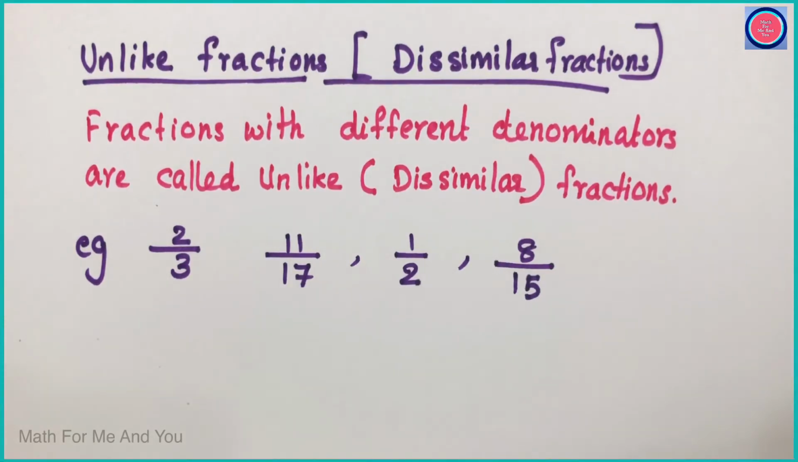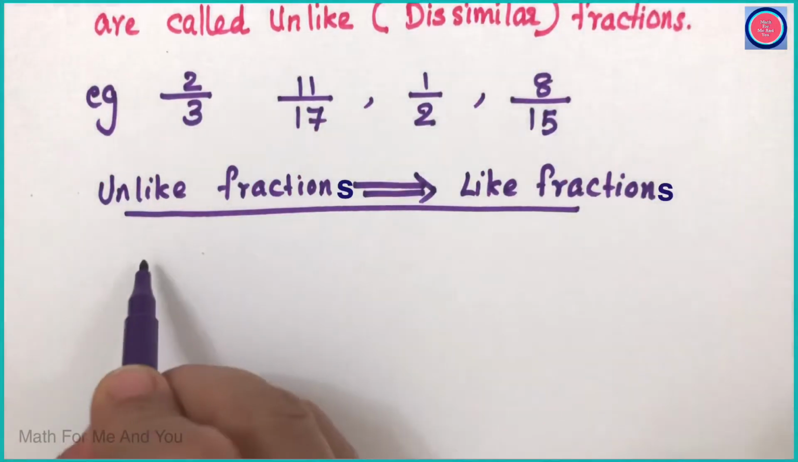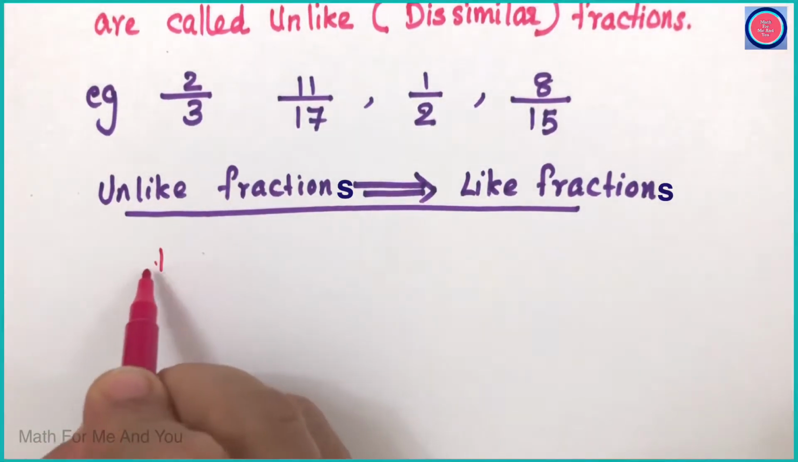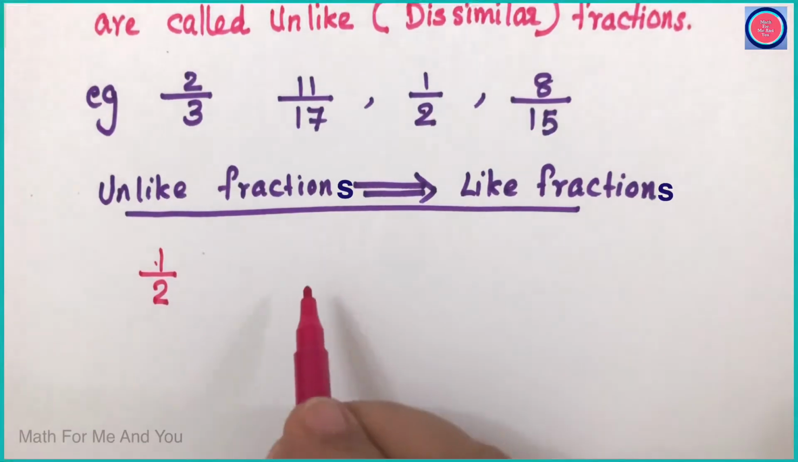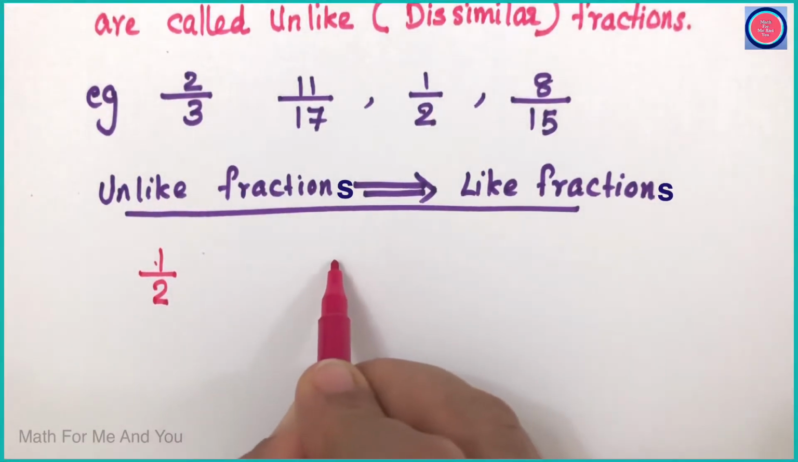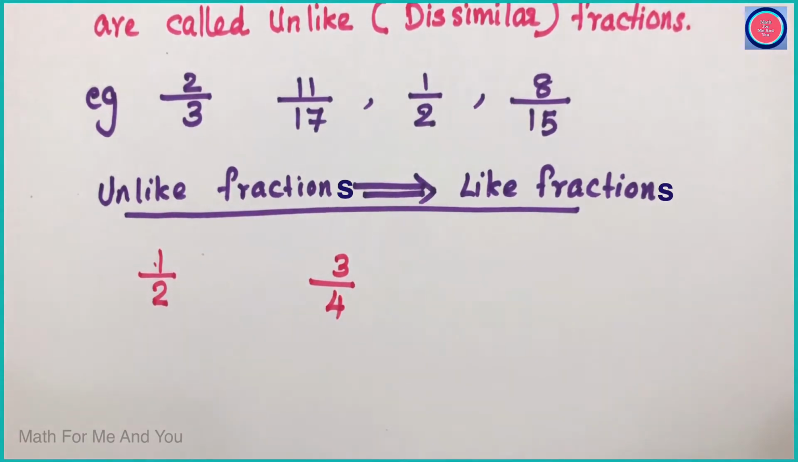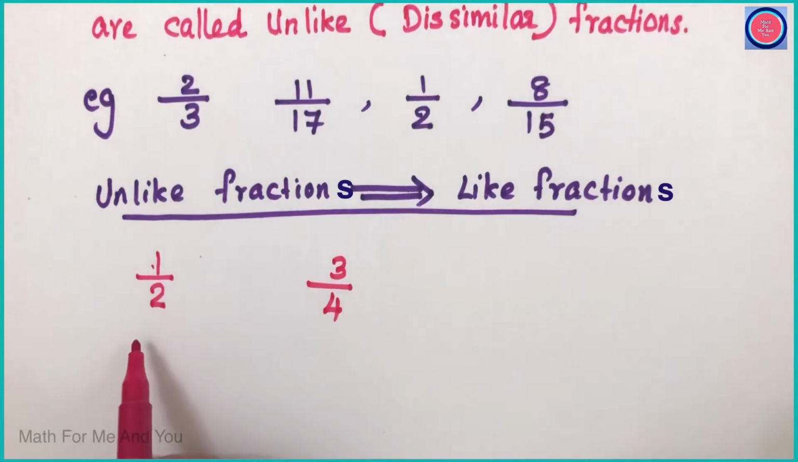Do you know one thing? If we get unlike fractions, we could change them to like fractions. How can we do that? We are going to practice. If we get two unlike fractions, how can we change them as like fractions? For that we consider 1 over 2 and 3 over 4. See the denominators 2 and 4. They are different denominators. They are not same. So the fractions are unlike fractions.